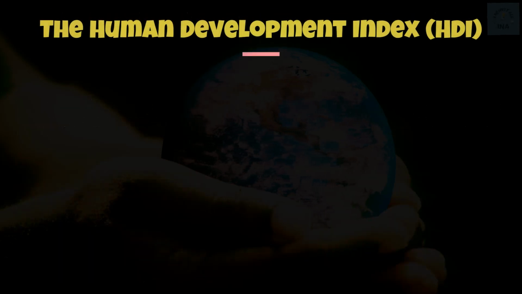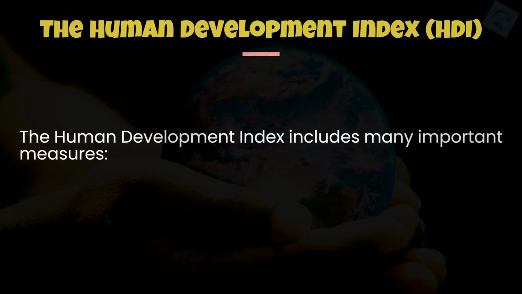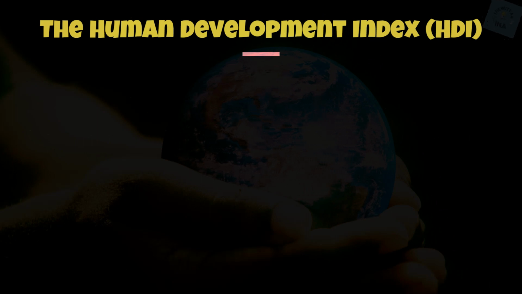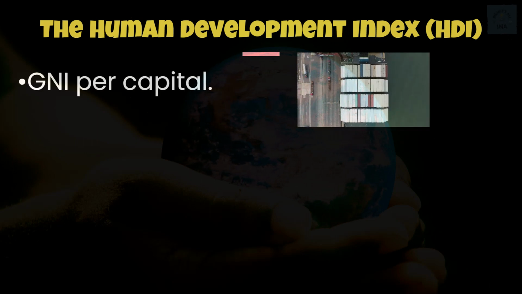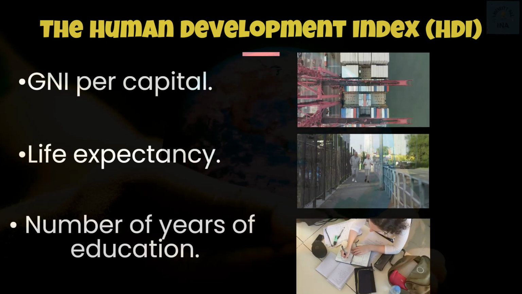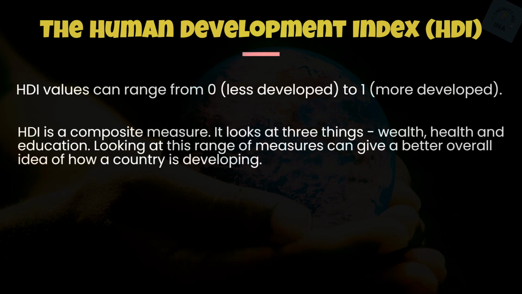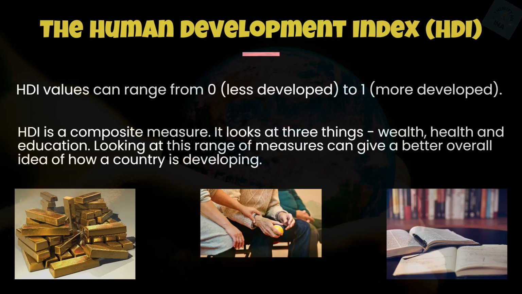Human Development Index, HDI. The Human Development Index includes many important measures. For example, GNI per capita, life expectancy, number of years of education. HDI values can range from 0, less developed, to 1, more developed. HDI is a composite measure. It looks at three things: wealth, health, and education.